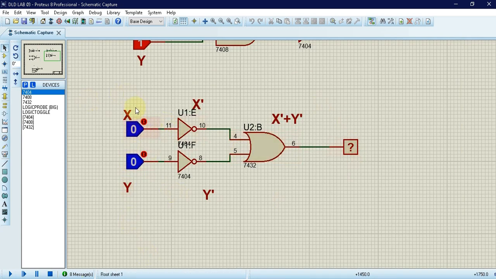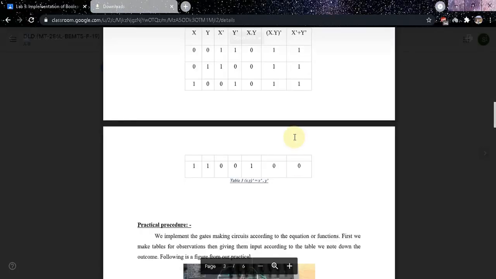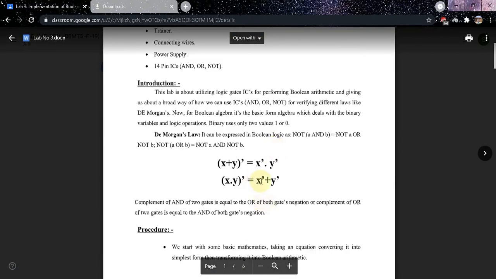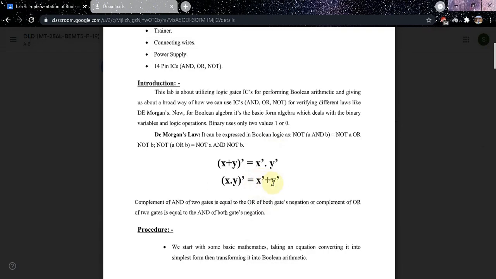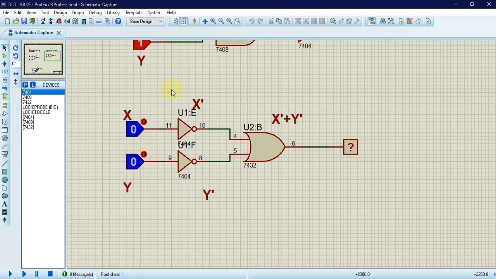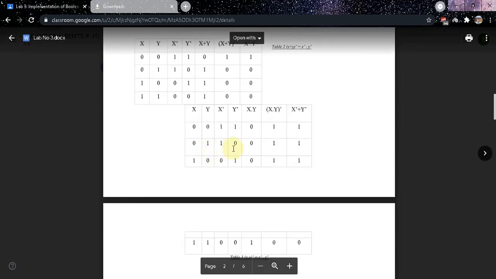This is the right hand side of the De Morgan's law equation, x naught plus y naught. Now if you see here, there are two inputs x and y. These are two of our inverted outputs as x prime and y prime, and further we connected these inverted outputs as the input of the OR gate, which gave us the logic of x naught plus y naught, and this is our answer. So let's begin the simulation. We shall first look at the truth table. Here it is.